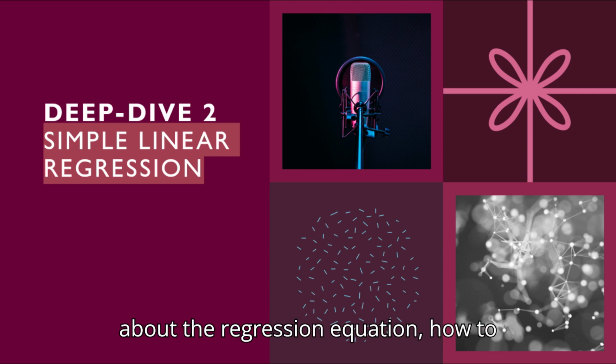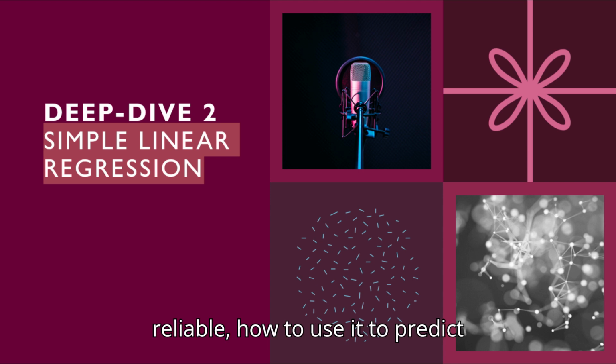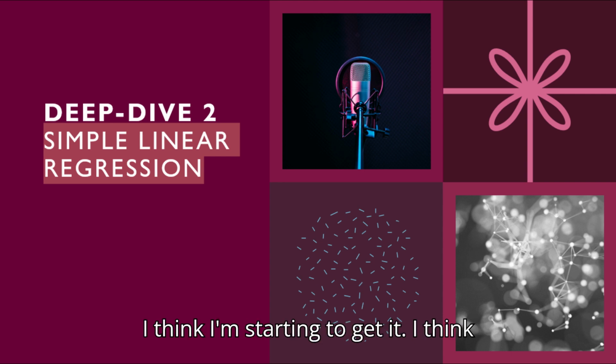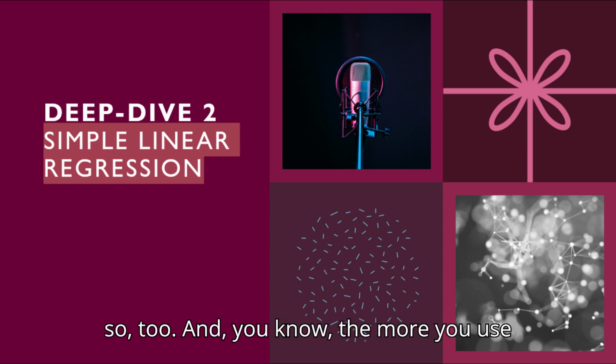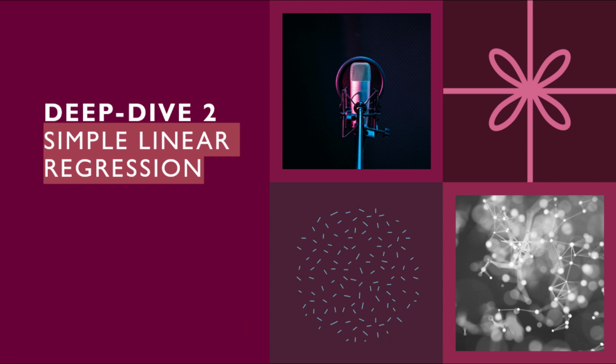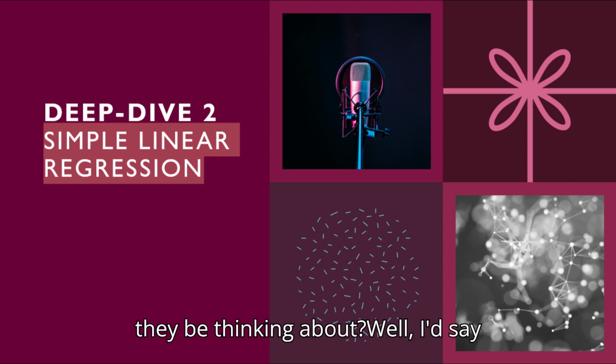Wow, we covered a lot today. We did. We talked about the regression equation, how to build a model, how to check if it's reliable, how to use it to predict things, and even how to do some statistical inference. That's a lot, but I think I'm starting to get it. I think so too. And the more you use it, the more it'll make sense. I hope so. So now that we've learned all this, what can our listeners do with it? What should they be thinking about?